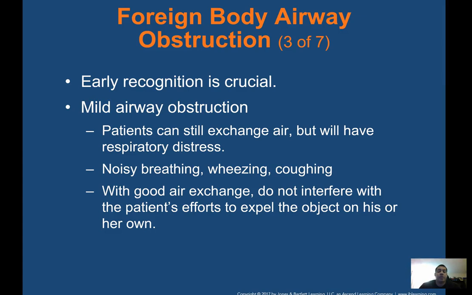Early recognition is crucial. Mild airway obstruction. Patients can still exchange air but will have respiratory distress. Noisy breathing, wheezing, coughing. With good air exchange, do not interfere with the patient's efforts to expel the object on his or her own. So if a patient is actively coughing and can speak, do not interfere with the patient's efforts to expel the object. If you do, this may worsen the situation. It might cause the object to go further down into their throat and cause a full airway obstruction.